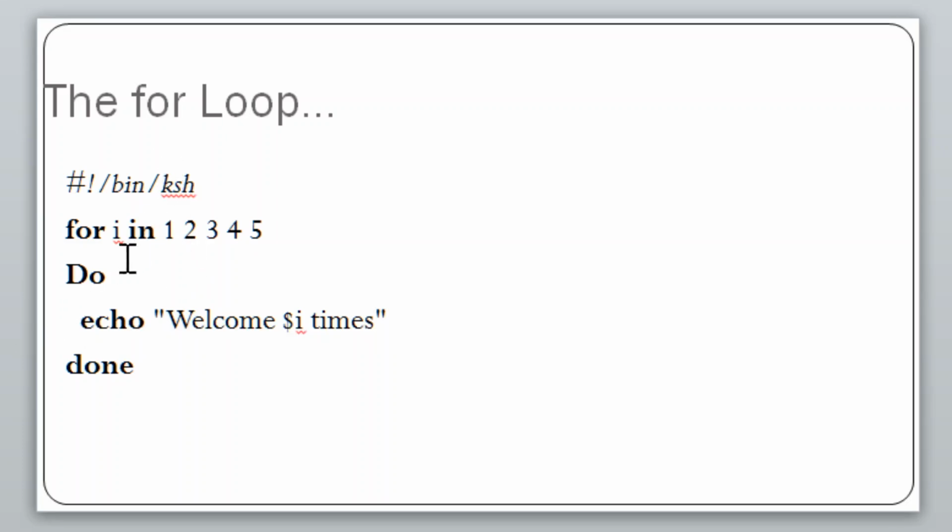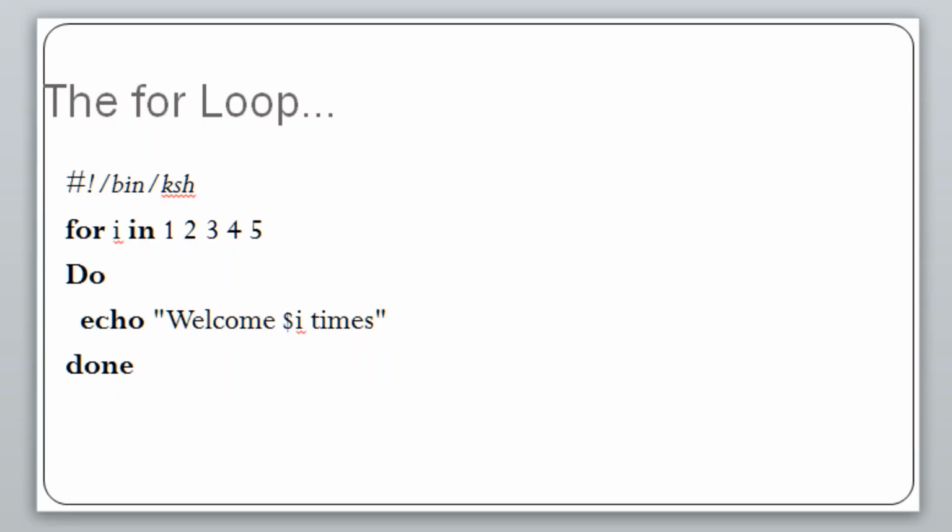So we have our hash-bang. We say for i, and just like I said, most people always use i. For i in 1, 2, 3, 4, 5, do echo welcome i times. What this is going to do is say for i, which gets substituted here, it looks at the first one and says welcome 1 times. It goes back through: welcome 2 times, welcome 3 times, welcome 4 times, welcome 5 times, and then it will finish.